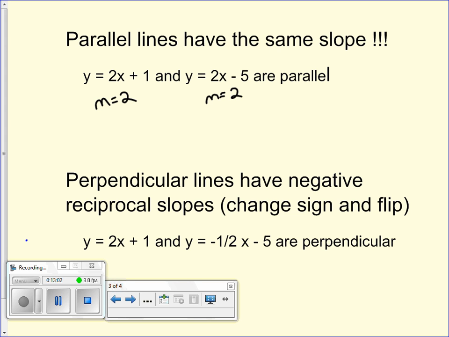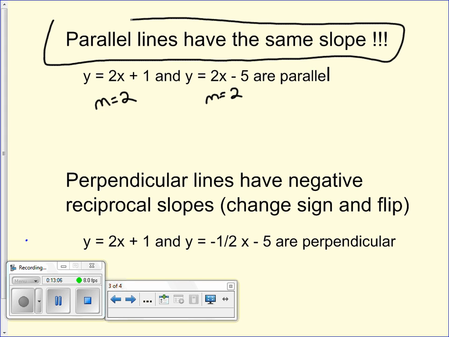So this is an important concept for coordinate geometry. Parallel lines have the same slope. That's going to come up over and over and over again. M is our symbol for slope.